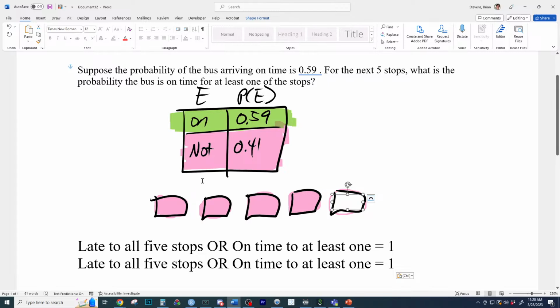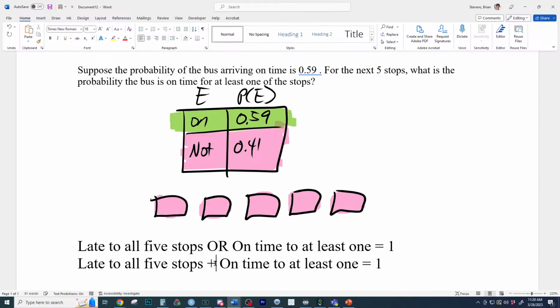Think about this this way. If you buy a lottery ticket, either all 5 will be losers or you'll win on at least 1. Does that make sense? At least one of your tickets will be a winner or all 5 lottery tickets will be losers. So you're just saying everything that could occur right here. So we're going to change the or to a plus because these are complements and thus disjoint. They can't occur at the same time.